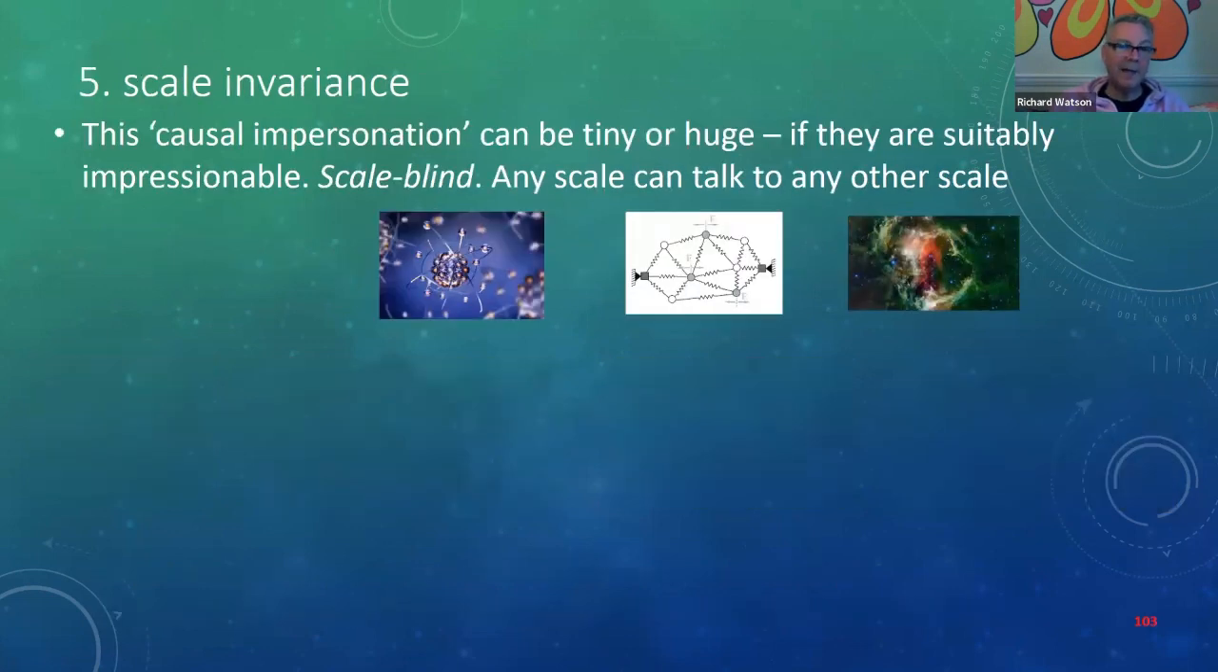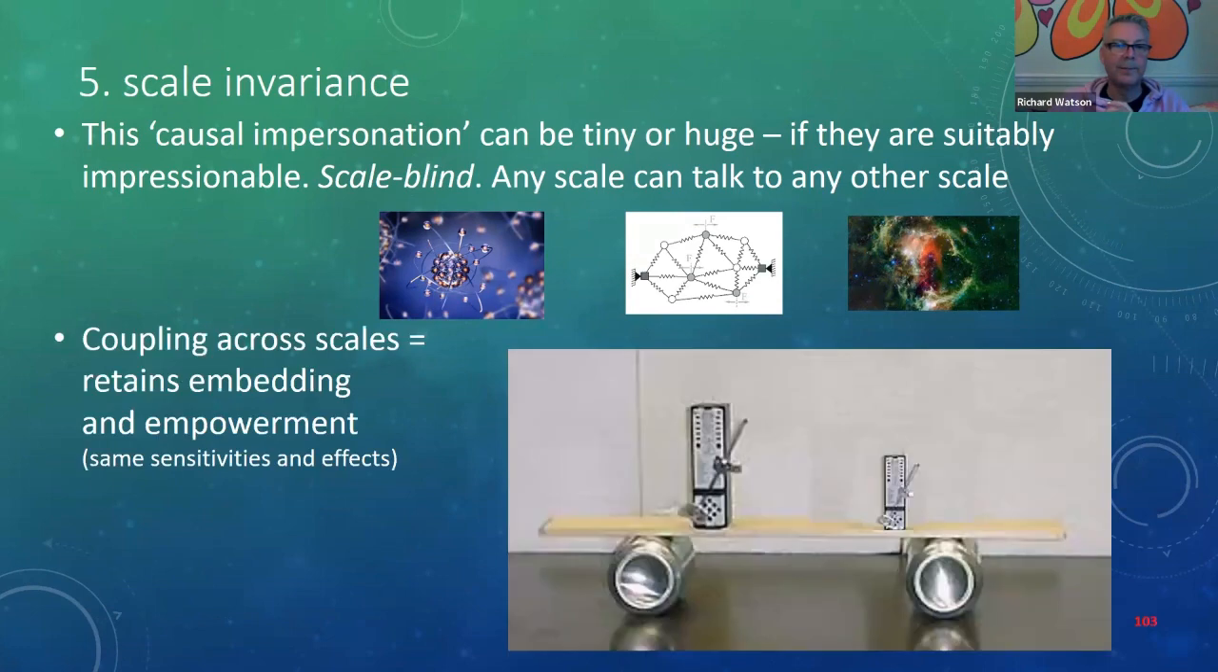It should also be scale invariant, that you can do a causal impersonation and make a little really, really tiny model of things, or make a huge model of things, or vice versa. If they're suitably impressionable, it should be scale blind, that any scale can talk to any other scale. A way to understand how this might work is coupling across scales, is that when you have a metronome of one twice the frequency of another, which I've depicted as a small metronome, but it isn't really, is a shorter pendulum, that will also phase lock with one another to produce a phase locking where one is beating twice for every one beat that the other one does.